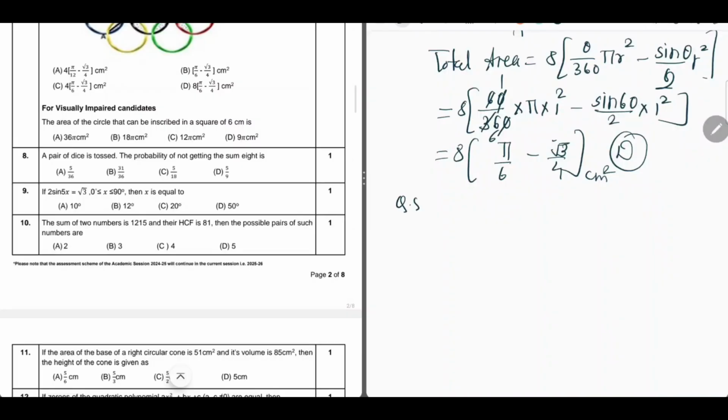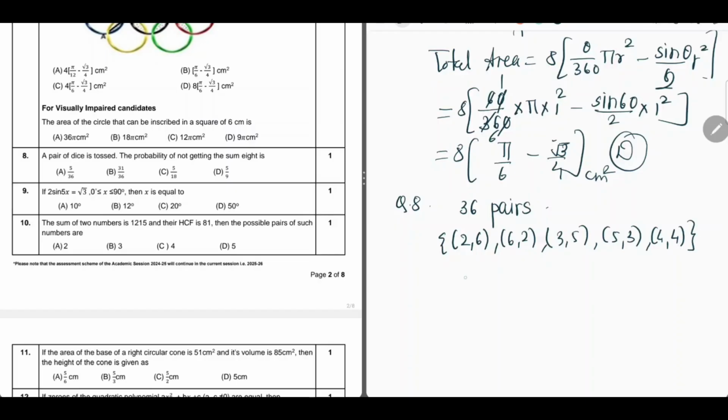Question 8. A pair of dice is tossed. Probability of not getting the sum 8. There are actually 36 pairs. Since two dice are tossed, for getting a sum of 8, I need 2 6, 6 2, 3 5, 5 3 and 4 4. So I have these 5 pairs where the addition of the two gives 8.